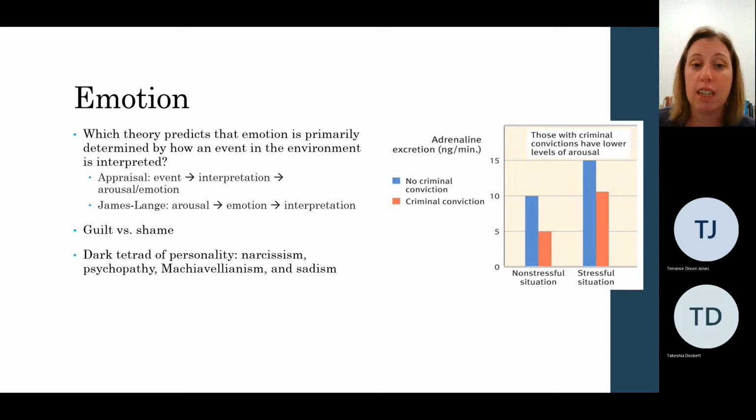And so what you can see is the people who have no criminal conviction show much higher arousal in response to a non-stressful situation as well as a stressful situation. The people with the criminal convictions, so presumably those who are higher on psychopathy, show less arousal to both stressful and non-stressful situations, and they have less of a jump.